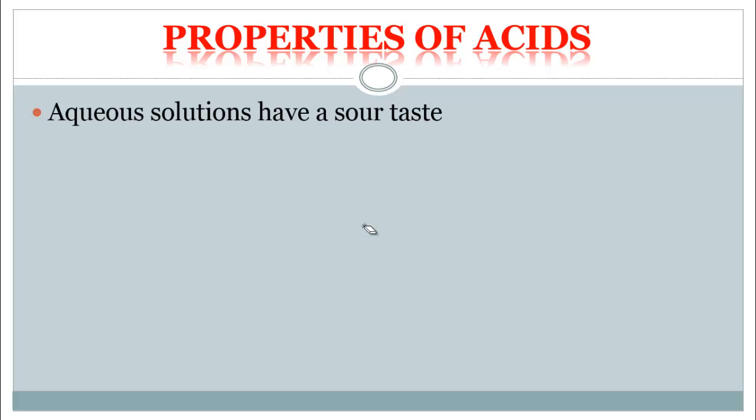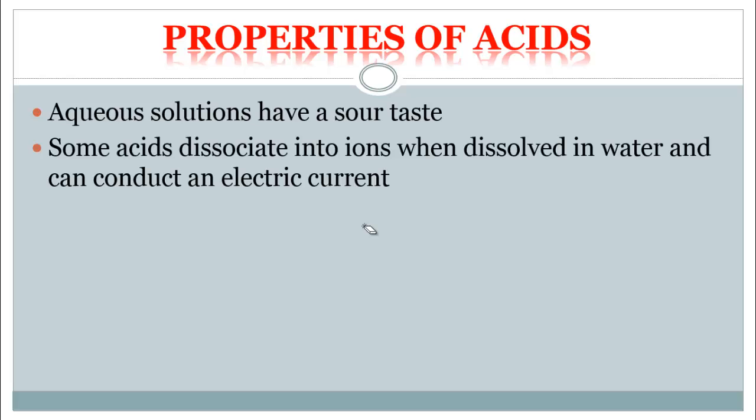Other properties of acids are that in aqueous solutions, should you taste it, it would taste sour. Some acids will even dissociate into ions when dissolved in water, and when they do, they can conduct an electric current. And of course, we learned in the last chapter, when a compound dissociates into ions and conducts an electric current, we call it an electrolyte.